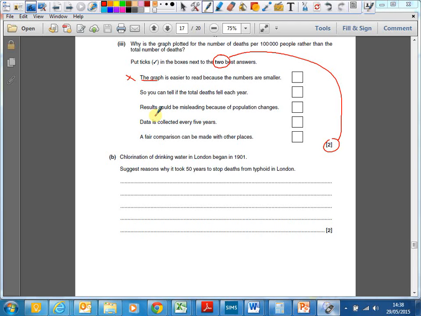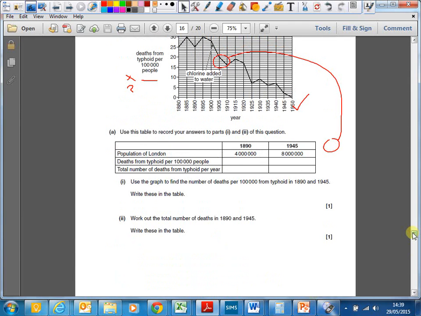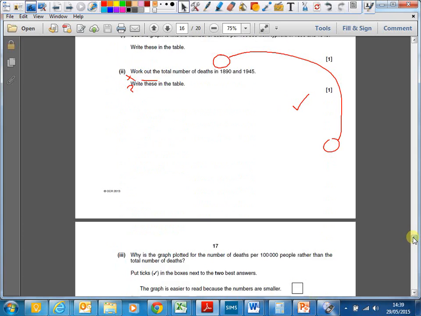So you can tell if the total deaths fell each year. Well, yes, you could tell that, but is that a reason? So I'm going to put a question mark there. Results could be misleading because of population changes. Yes, we have different population changes. If you look at the first question, you had a population of 4 million versus 8 million.